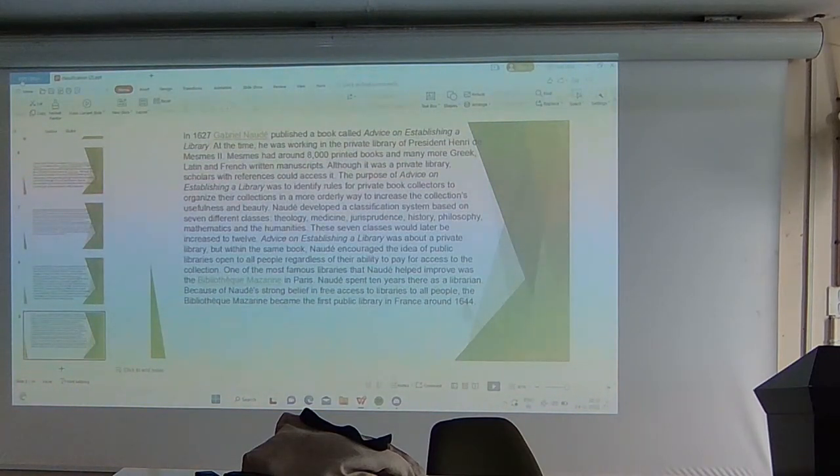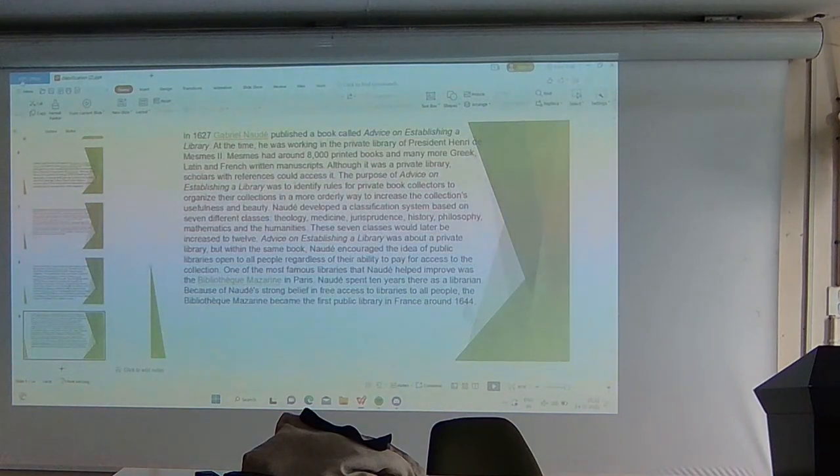So in 1627 Gabriel Naudé published a book called Advice on Establishing a Library. You can take a picture also. At that time, he was working in the private library of President Henri de Mesmes. So Mesmes had around 8,000 printed books and many more Greek, Latin, French manuscripts. So kaise start hua? Jab printing se start hui aur lot many books were coming, so development increased, right? So lot many books were there, so unke liye problem hua ki how we can arrange those books with the scheme of classification.